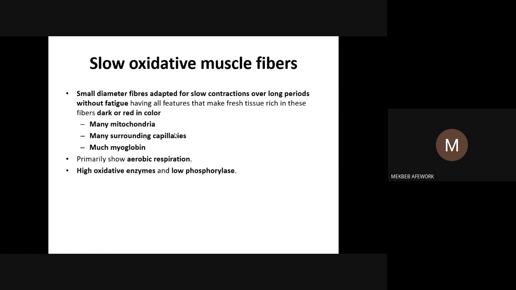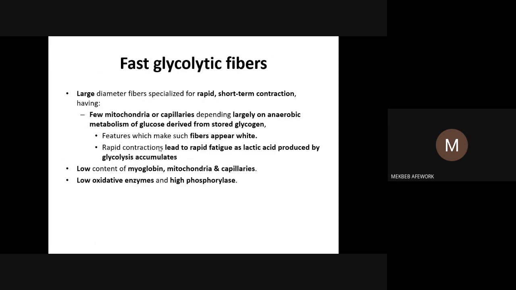Generally, they divide them into three. One group is named slow oxidative muscle. These are small diameter fibers which are suited for slow contraction, but over a long period of time without fatigue. So they sustain slow contraction. And as a result of additional features such as many mitochondria, many capillaries, much myoglobin, they are dark red in color. They are aerobic, and they have high oxidative enzymes and low phosphorylase. So we have one group of such muscles.